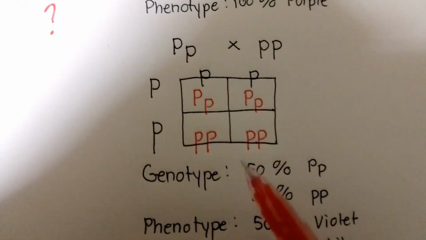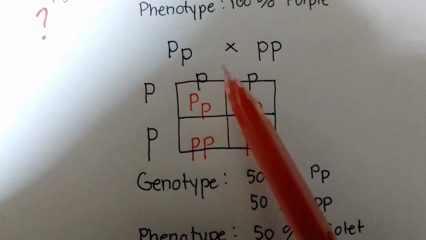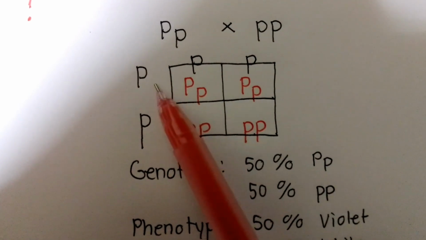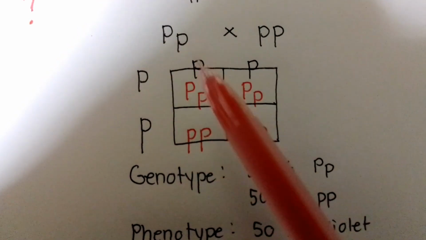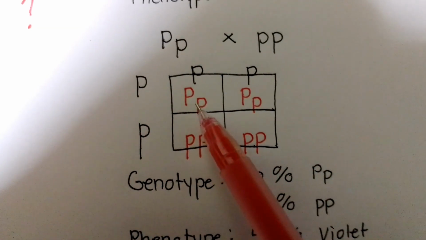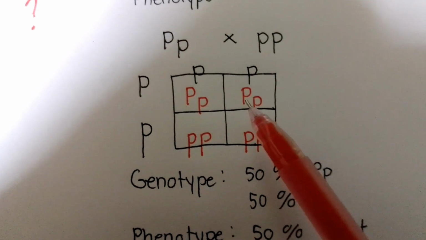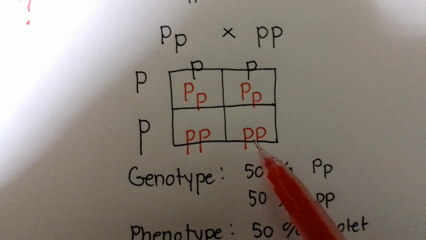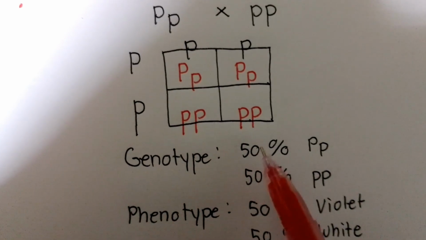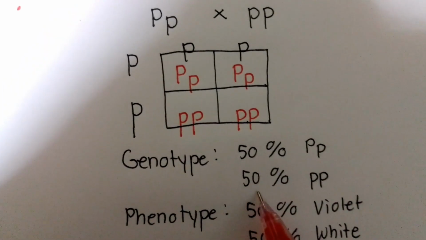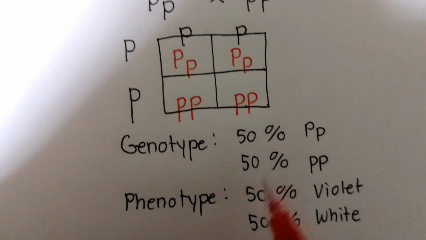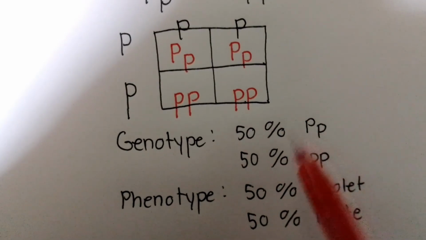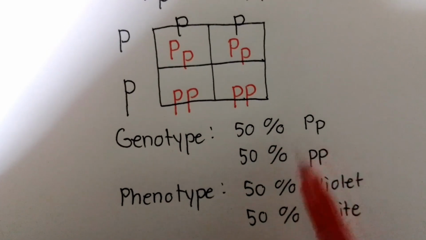Then, if we use the heterozygous dominant, you cross it with the homozygous recessive. So capital P, small p on one side, and small p on the other dimension. Capital P, small p, heterozygous dominant. Capital P, small p, heterozygous dominant. Small p and small p, homozygous recessive. Small p and small p, homozygous recessive. So the genotype is 50% heterozygous dominant and 50% homozygous recessive. How about the phenotype? The phenotype is also 50%: 50% purple, since it is dominant, and 50% white, since it is all recessive.